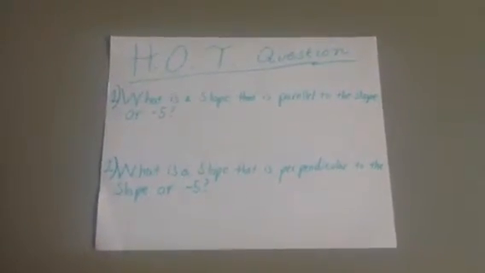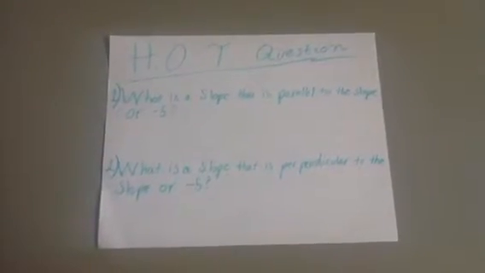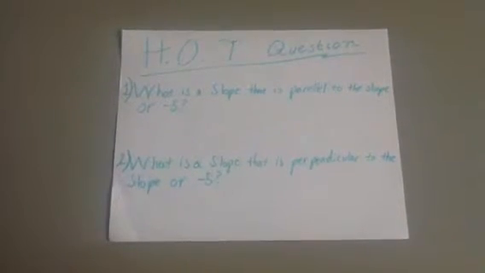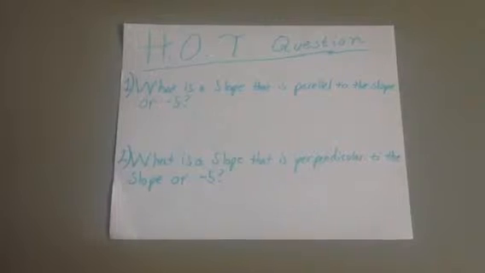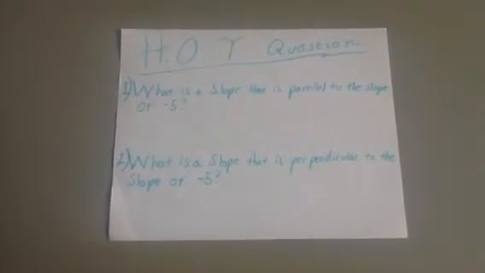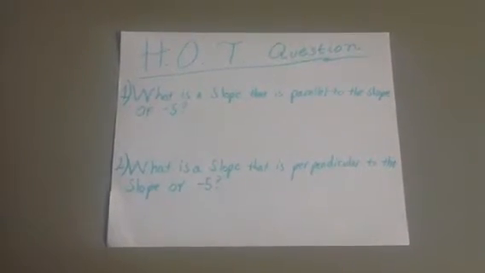This is a higher order thinking question. The first question is, what is the slope that is parallel to the slope of -5? Number two, what is the slope that is perpendicular to the slope of -5?